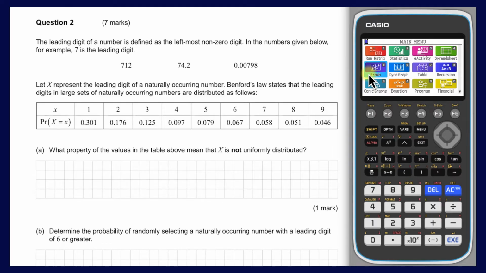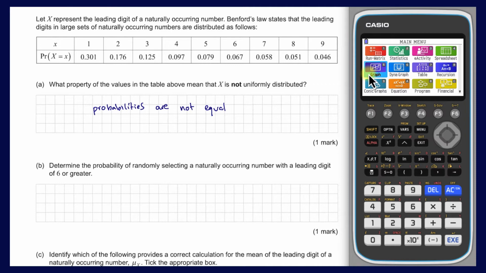First of all, we're asked what property of these values in the table mean that x is not uniformly distributed, where x is the leading digit of a number. And I guess the simple observation here is that the probabilities are not equal, which we would expect to see if there was a uniform distribution.